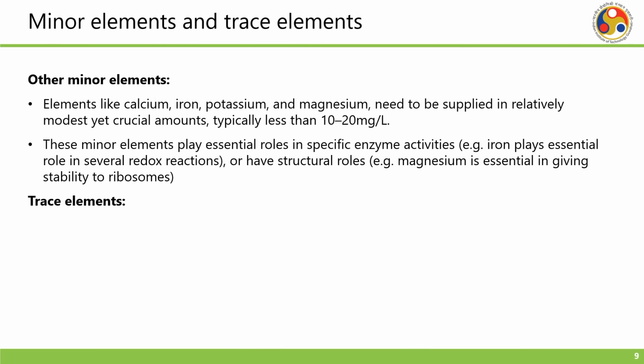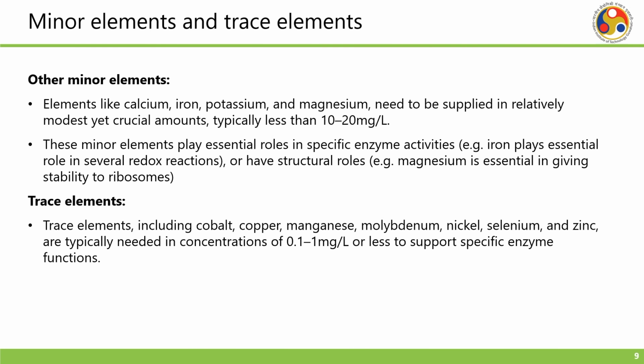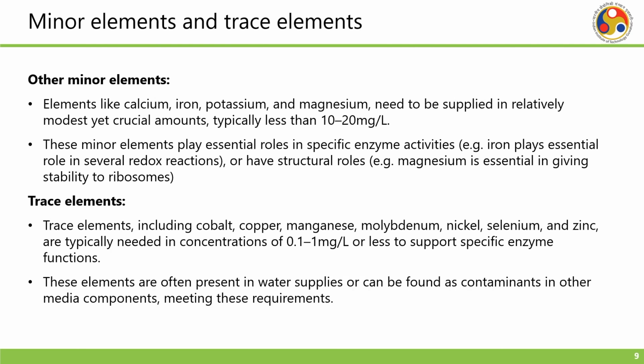Then there is another class of elements which are very important. We call them trace elements, which include cobalt, copper, manganese, molybdenum, nickel, selenium and zinc, and are typically needed in concentrations of 0.1 to 1 mg per liter or less to support specific enzyme functions. These elements are often present in water supplies or can be found as contaminants in other media components, thereby fulfilling the requirements.